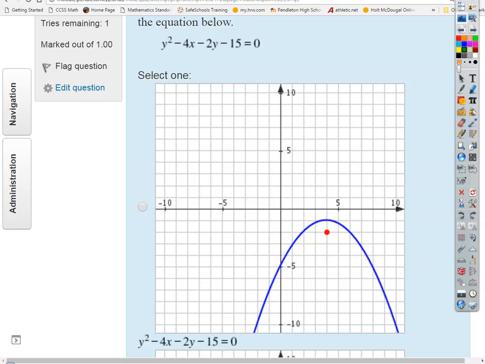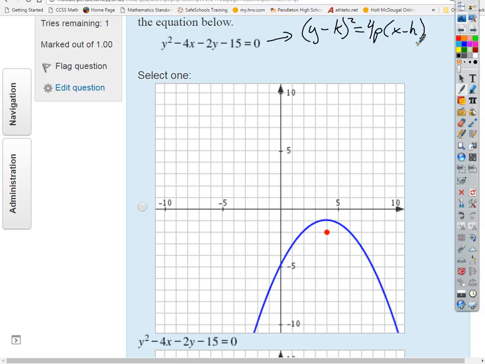So this is going to be the standard form where the y is the variable being squared, right? So we've got to make this thing look like y minus k squared equals 4p times x minus h, right? Okay, so let's go through that process.